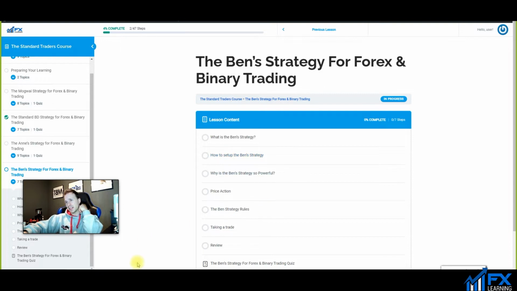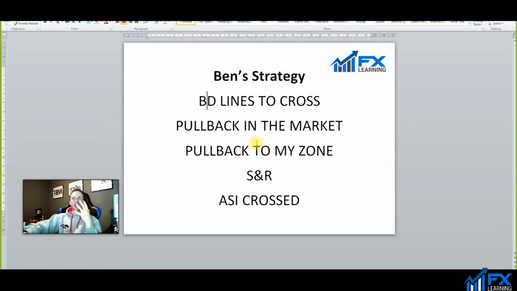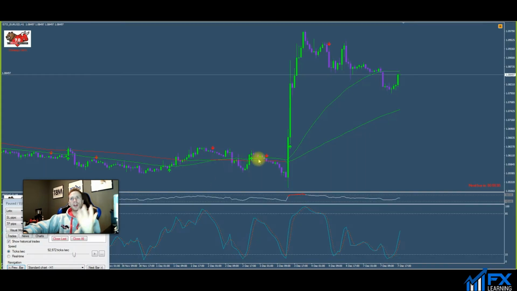Now let me give an example, okay? So basically I wrote a set of my rules down. Bend strategy: BD line to cross over, pullback in the market, pullback to my zone, support and resistance, and ASI cross, okay?